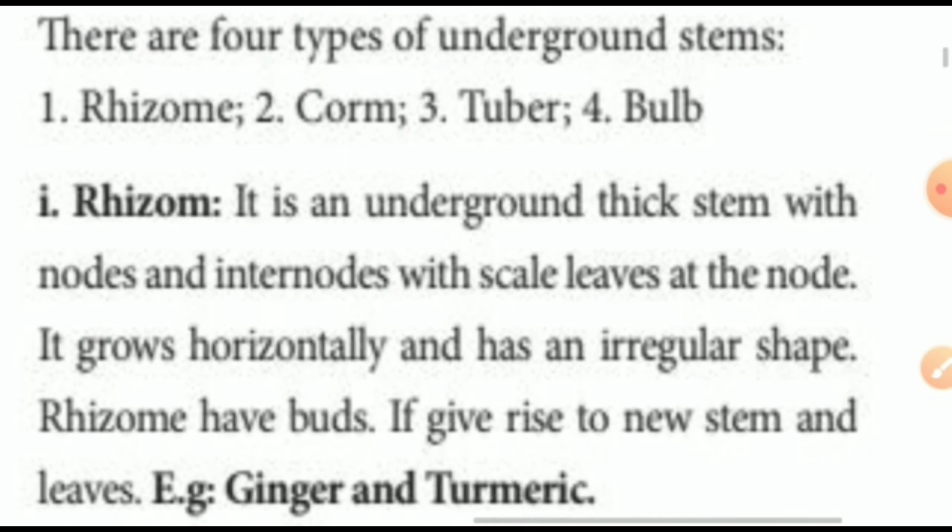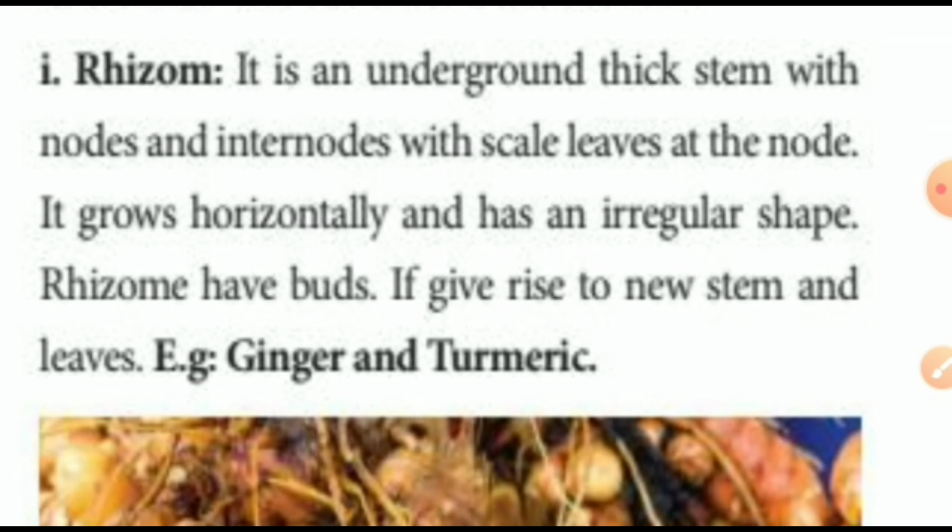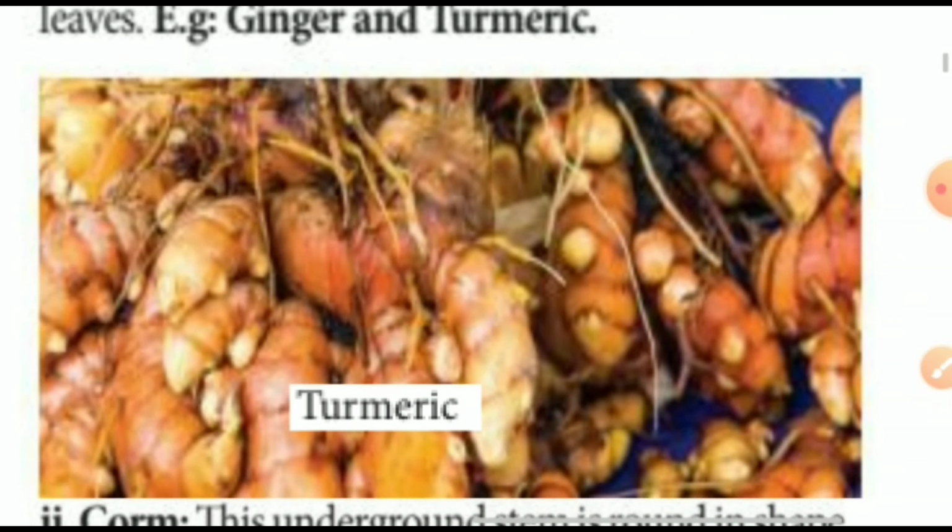What do you mean by rhizome? It grows under the ground, the stem part becomes thick. Nodes and internodes, scaly leaves are present. The rhizome has buds. Which one has buds? The rhizome has buds. They grow into new stems and leaves. Example, ginger and turmeric.